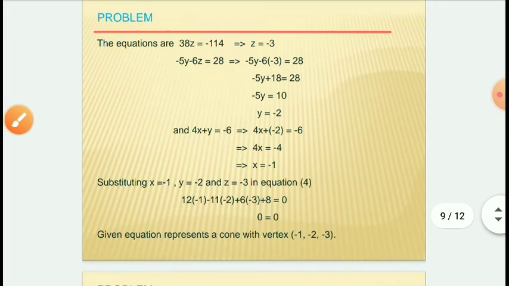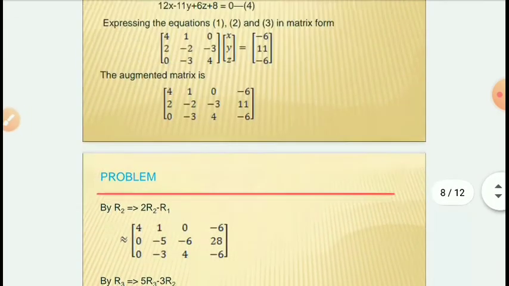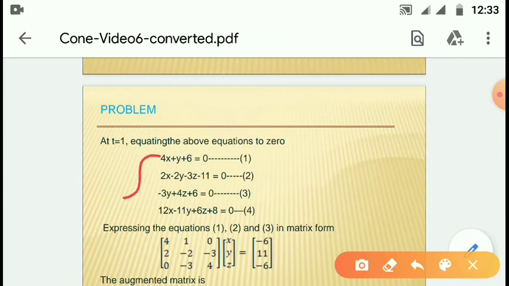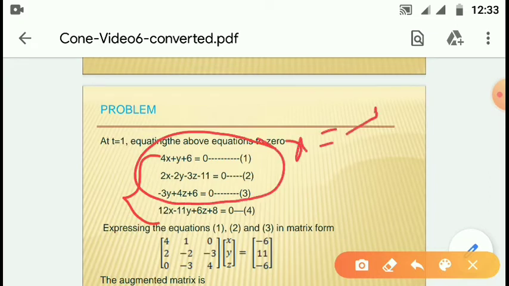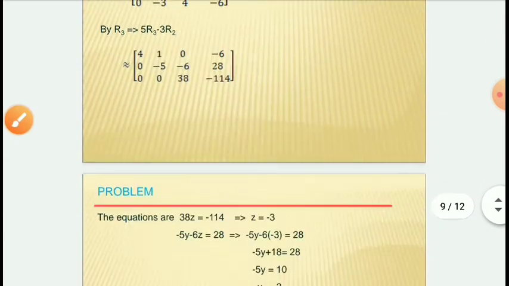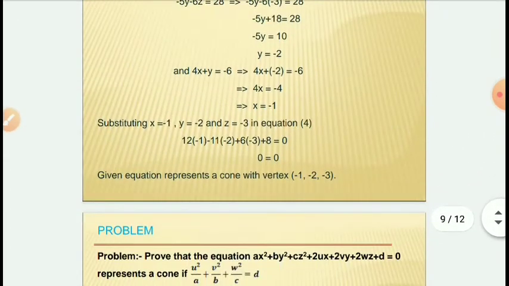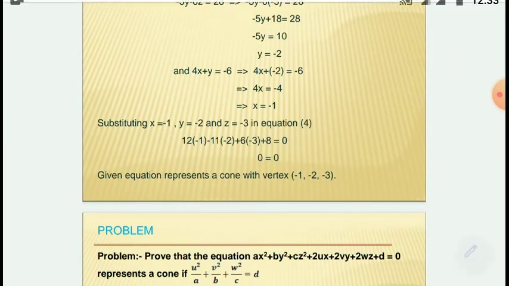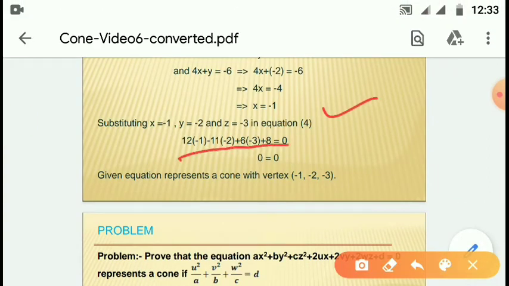So to prove the four equations are consistent, what do we have to do? We solved these three equations and got x is equal to minus 1, y is equal to minus 2, z is equal to minus 3. Substitute these three values in the fourth equation, and check whether the fourth equation is satisfied by these three values or not. So substituting x is equal to minus 1, y is equal to minus 2, z is equal to minus 3 in equation 4, finally we will get 0 is equal to 0.